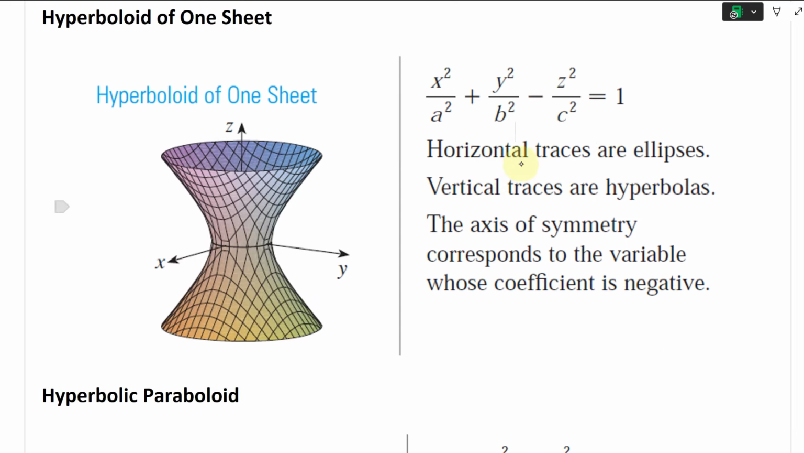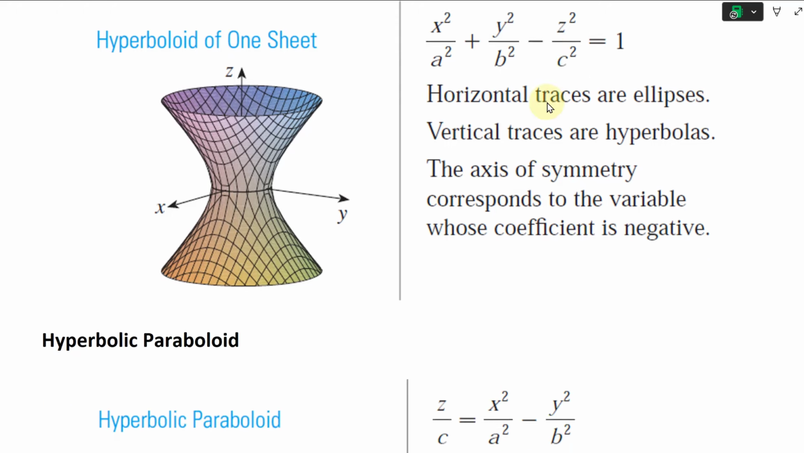That'd be cool. And then horizontal traces are ellipses. Vertical traces are hyperbolas. You can see this up and down. And the axis of symmetry corresponds to the variable whose coefficient is negative. So this one would be opening up like that. So that's the tube in there. Looks like a power plant.